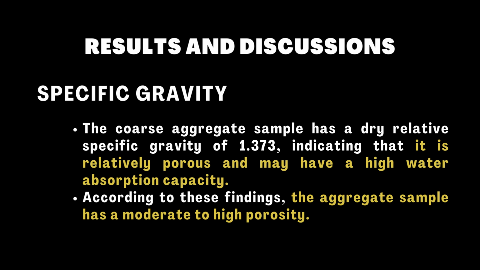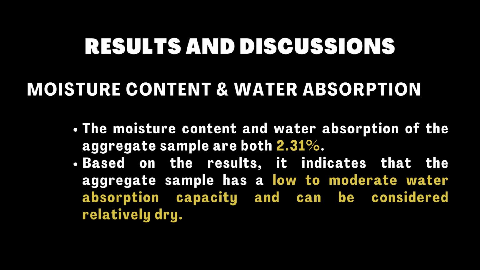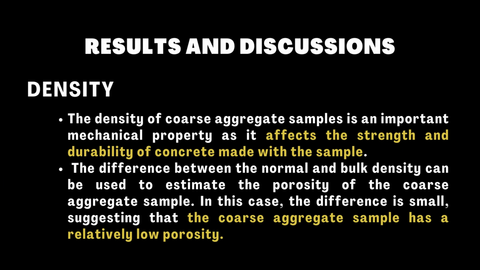According to these findings, the aggregate sample has a moderate to high porosity. These results indicate that the aggregate sample has a low or moderate water absorption capacity that can be considered relatively dry. Moisture content and water absorption: the moisture content and water absorption of the aggregate sample are both 2.31%. Based on the results, it indicates that the aggregate sample has a low to moderate water absorption capacity and can be considered relatively dry.